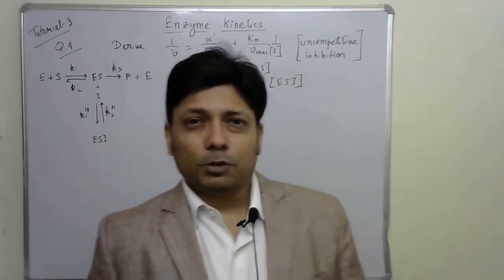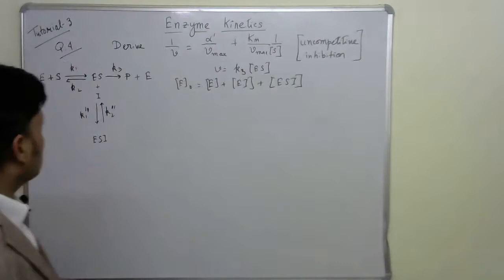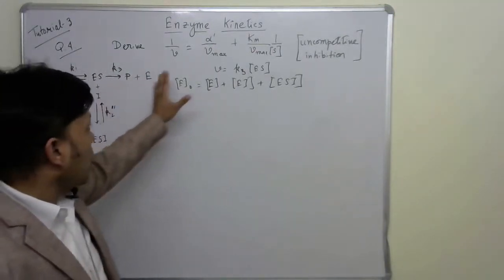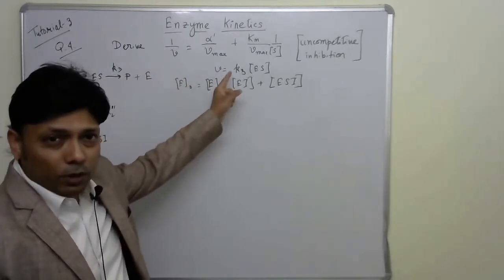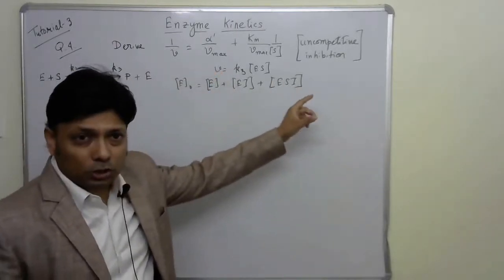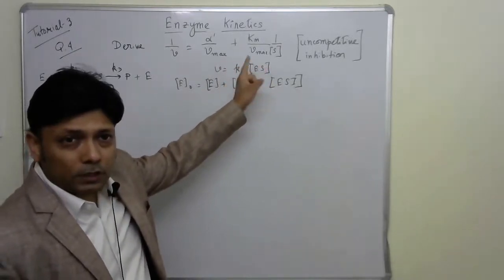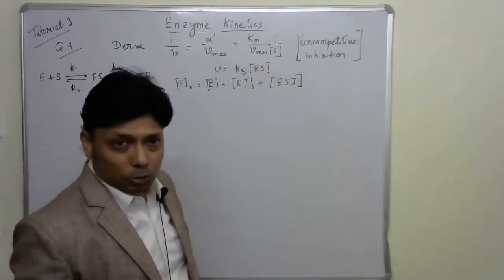Welcome to tutorial number 3 on enzyme kinetics. So today we will start with question number 4, which asks you to derive the equation for uncompetitive inhibition. Yes, this is the double reciprocal form of the equation for uncompetitive inhibition.